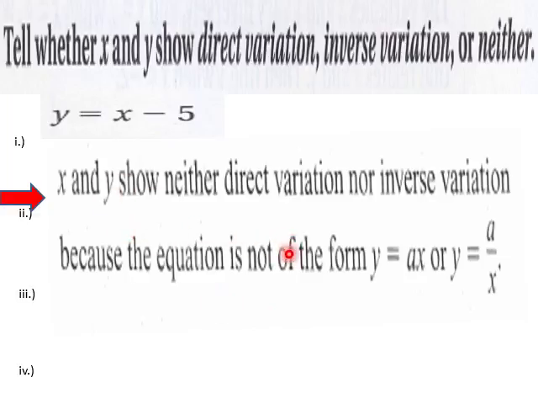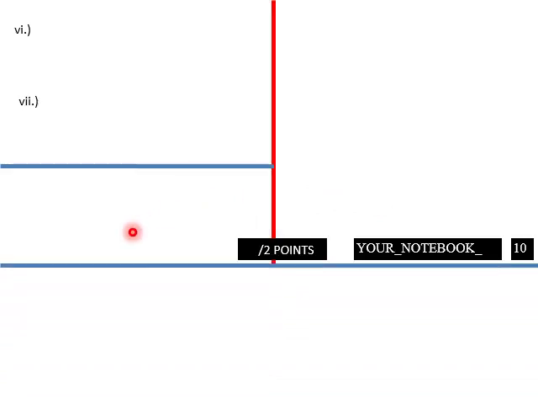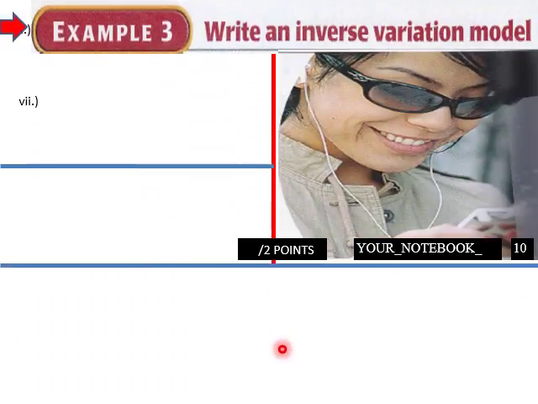X and y show neither direct nor inverse variation because the equation is not of the form y equals ax or y equals a over x, so it is neither. Another notebook entry here, this is slide number 10, so make that into your notebook, students.